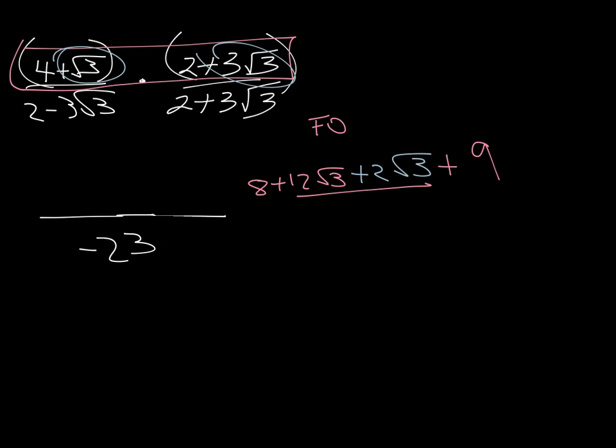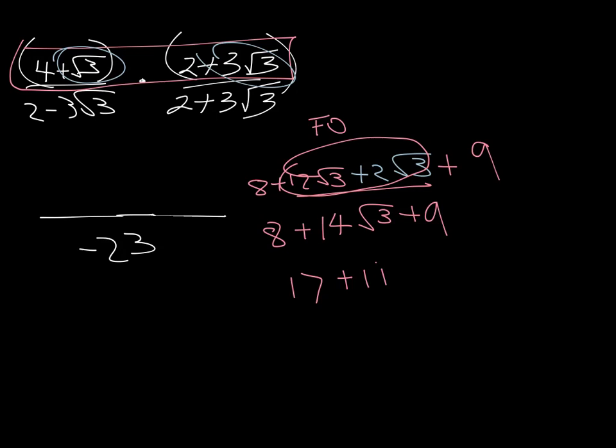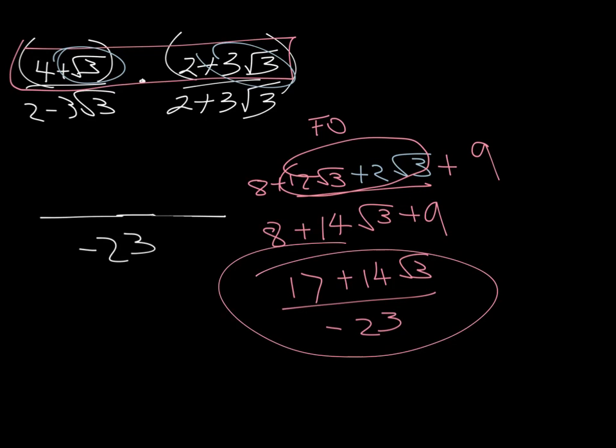Alright, so let's add what we can together. 8 plus 12 plus 2 is 14 square root of 3. And remember, when you add things like that, you're just adding the number in front of the radical. You don't do anything with the radical. The radical just stays the way it is. So we get this answer right here. We add our 8 and 9. And then that's over negative 23. And there's your answer.